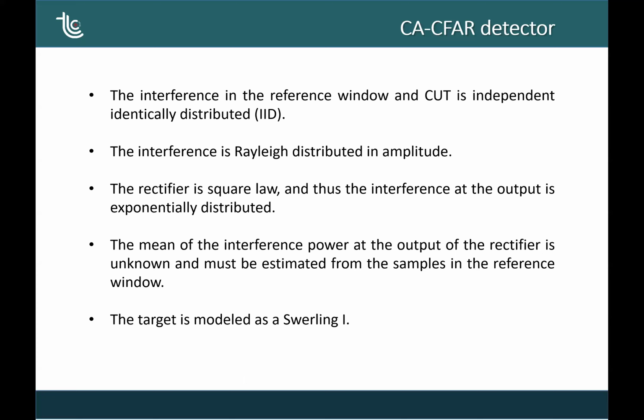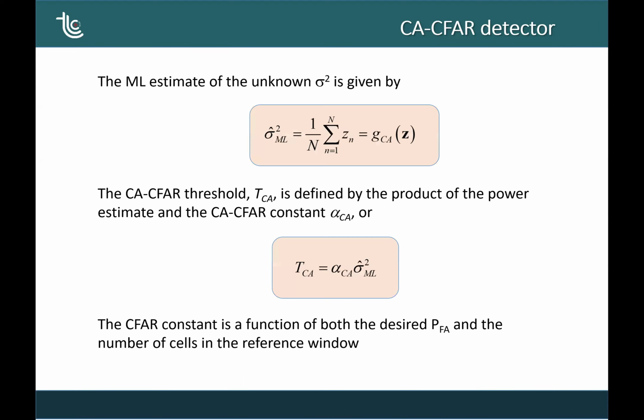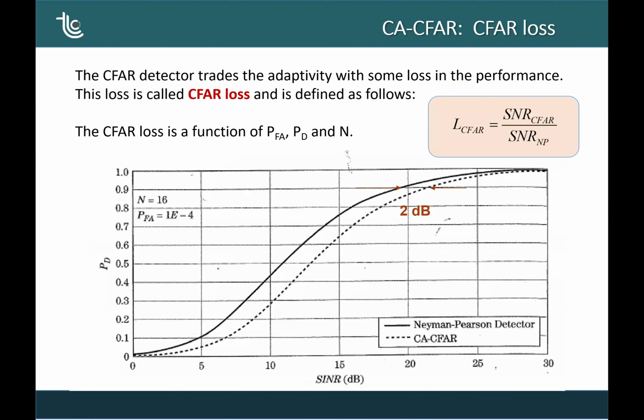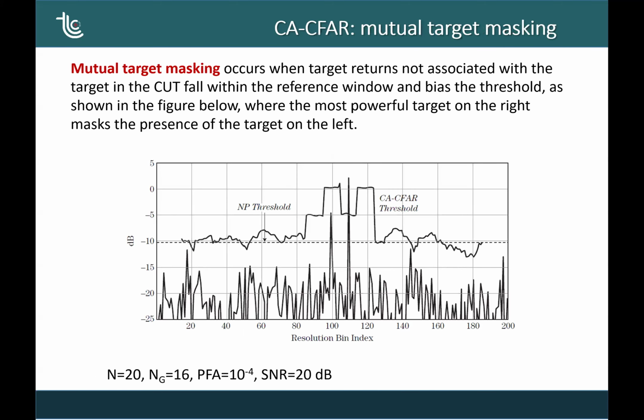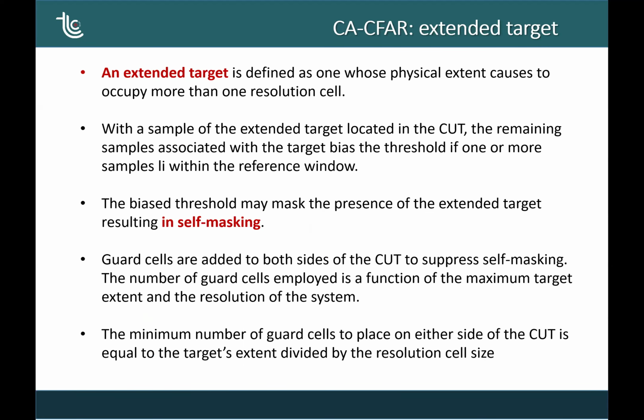Well, if you increase the number of range cells that you use, you also increase the probability of having some spurious targets in the reference window. So you increase the probability of being in the condition of mutual target masking. That's why we cannot increase to infinity the number of cells that we use for estimating the power.